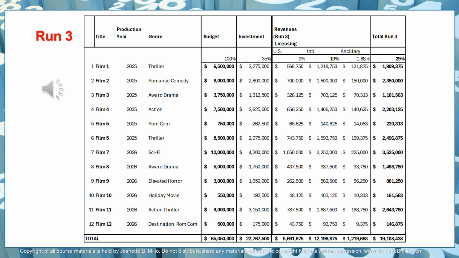So for the third run, we're looking at about 29%, roughly 30% on our 12 films. So altogether, I'm not going to go through every single movie again. We are generating here $19,108,438 in run 3. So if we're adding this up, we have again 19 million roughly from run 3, 38 million roughly from run 2, and 74 million roughly, or 75 million roughly, for run 1. This is where we are right now with our $65 million production slate.